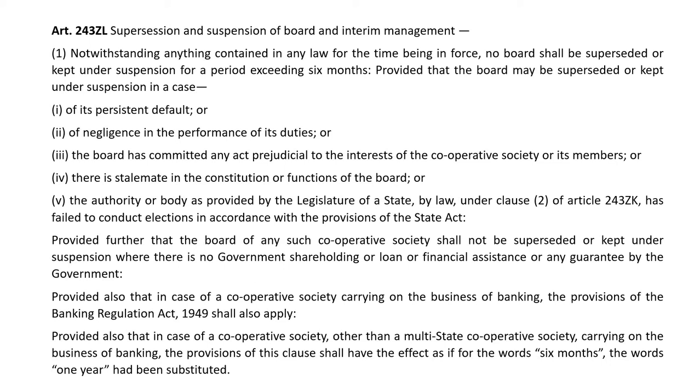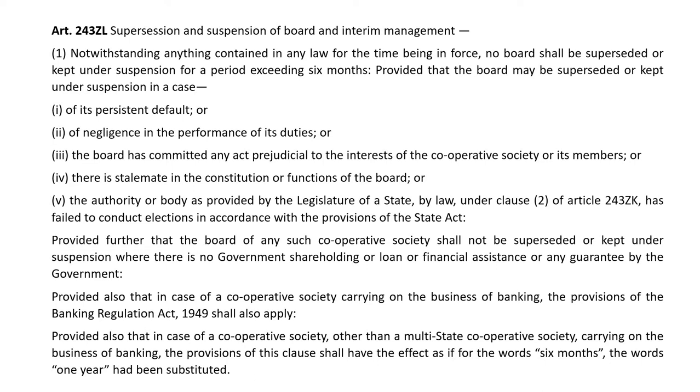Notwithstanding anything contained in any law for the time being in force, no board shall be superseded or kept under suspension for a period exceeding 6 months, provided that the board may be superseded or kept under suspension in a case of its persistent default or of negligence in the performance of its duties, or the board has committed any act prejudicial to the interest of the cooperative society and its members, or there is stalemate in the constitution or functions of the board, or the authority or body as provided by the legislature of a state by law under clause 2 of article 243 ZK has failed to conduct elections in accordance with the provisions of the state act.